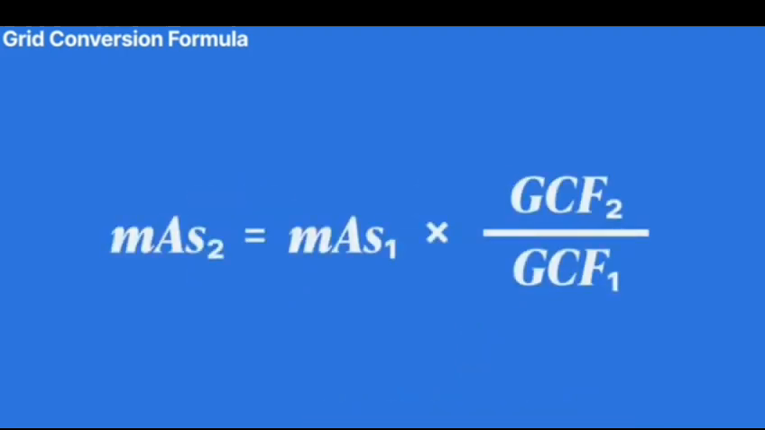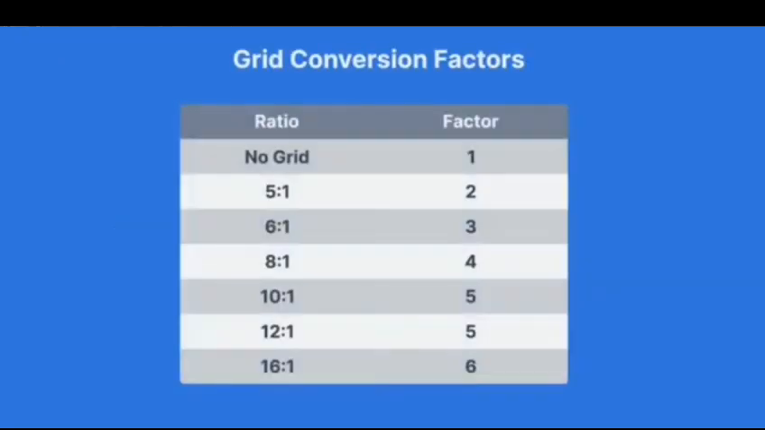A very useful form of this formula looks like this. mAs2 equals mAs1 multiplied by grid conversion factor 2 divided by grid conversion factor 1. It's actually the same formula, but in this form, we can solve directly for the new mAs without any extra steps or cross multiplication. Here are the average grid conversion factors that we must know to use this formula.